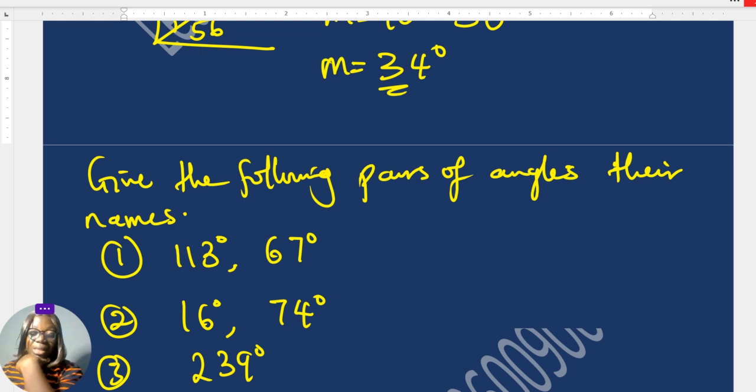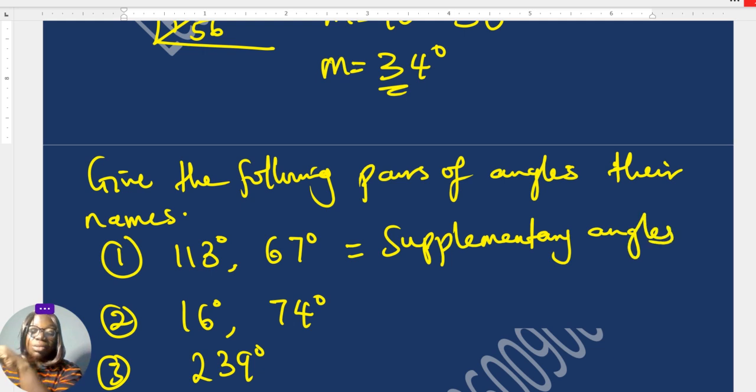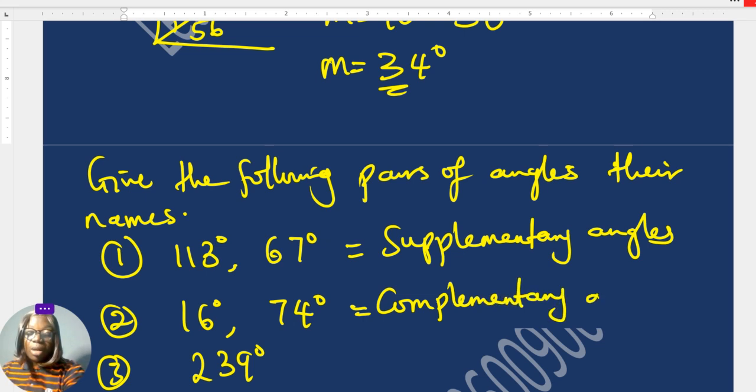Okay, now let's look at number 1. 113 degrees and 67 degrees. If you add them together, the sum will be 180 degrees. So we are going to call these angles supplementary angles. So that's the name of the pair of angles, supplementary angles. Now look at number 2. If you add 16 and 74 degrees together, the sum will be 90 degrees. So we call them complementary angles.